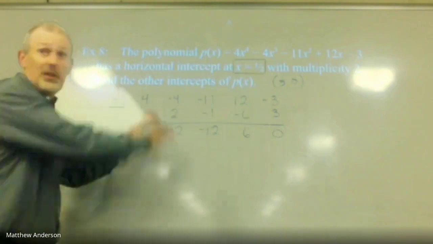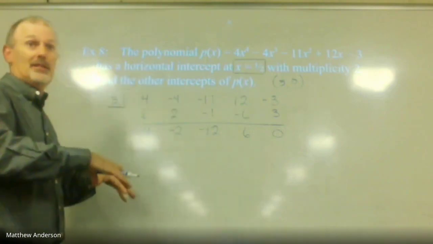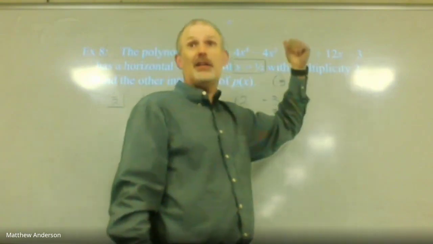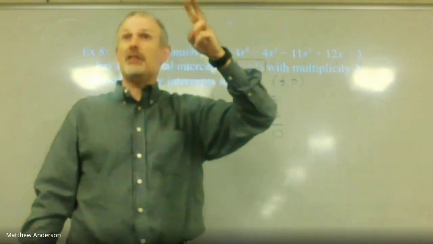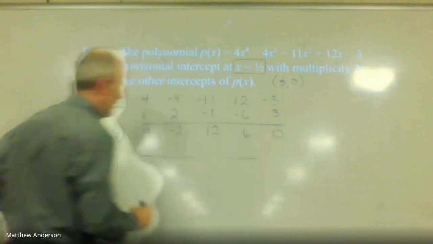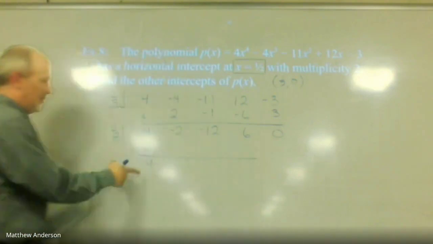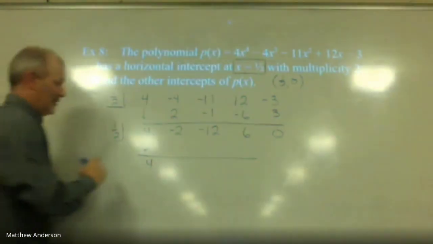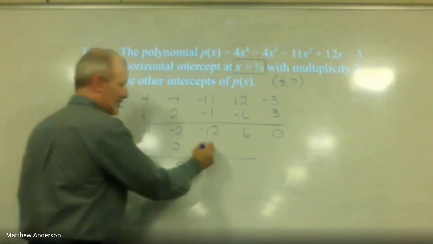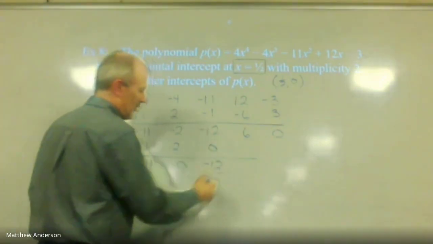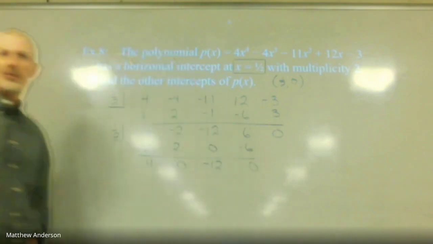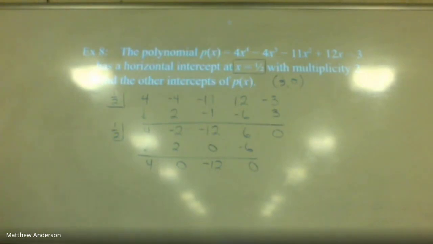So now, again, we're going to leave it where it is. We're going to keep breaking it down again. So we know that 1/2 has a multiplicity of 2, so we can use that 1/2 again. Remember, multiplicity means it happens more than once. So we're going to put in the 1/2 again and drop the 4 again. So 4 times 1/2 is 2. We add those, we get 0. 0 times 1/2 is 0. Add those, we get -12. -12 times 1/2 is -6. And we get 0. So yes, we knew it would because they told us, but it works twice.